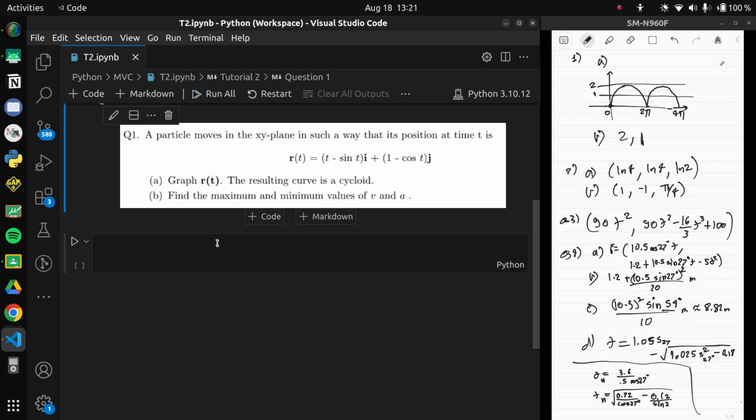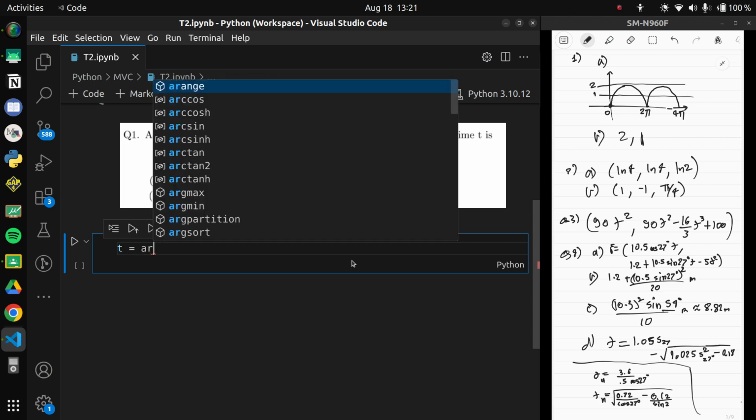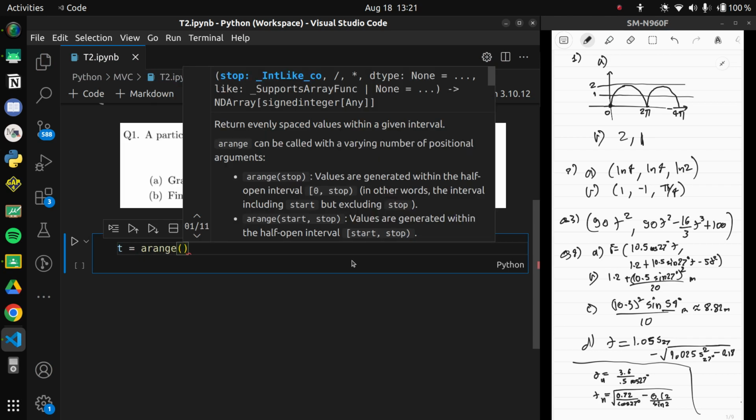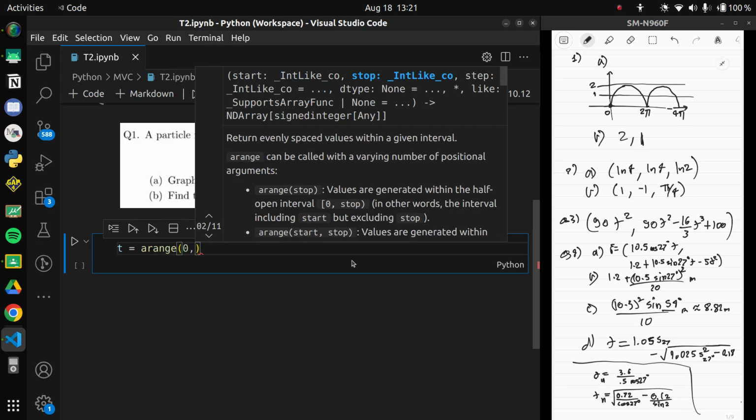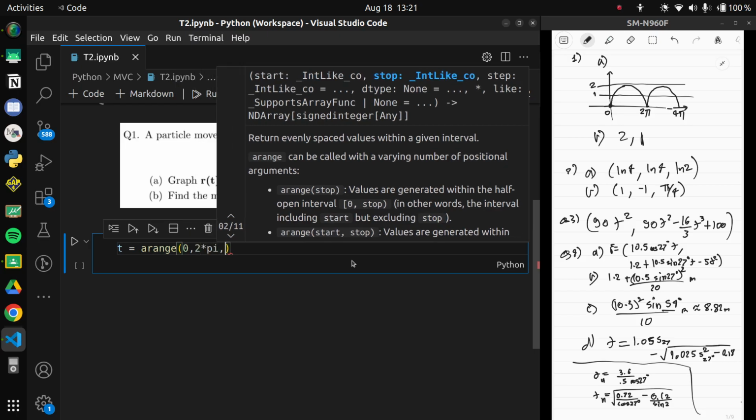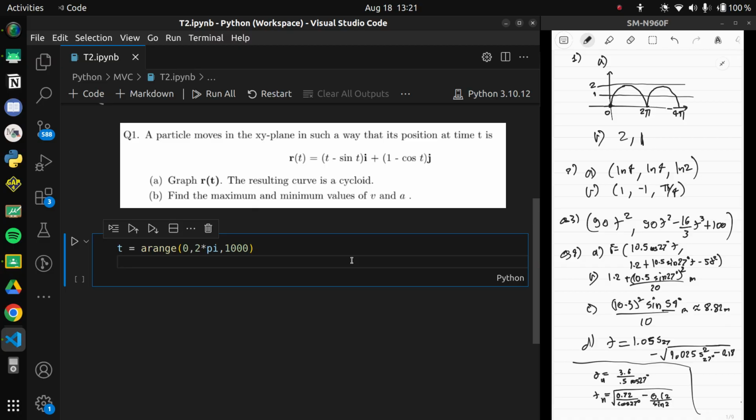Right, that works. Okay, so question 1, it was just this thing. You want to plot r of t equal to 5. So I'm going to plot this till 4 pi. So t will just be a range from 0 to 4 pi. Let's say 1000 points or something like that. Cool.